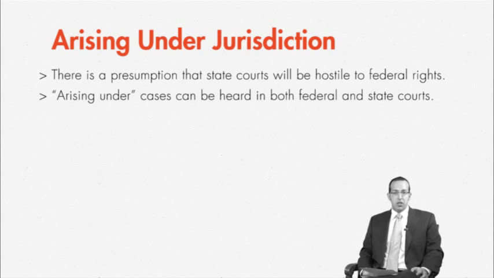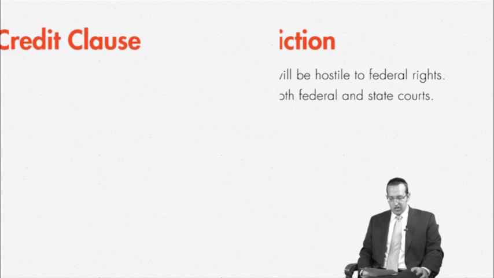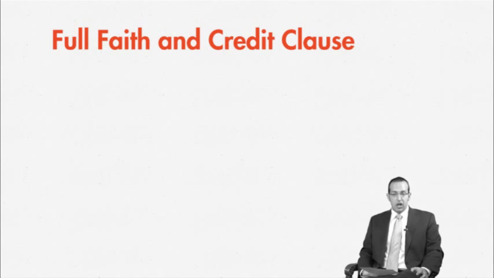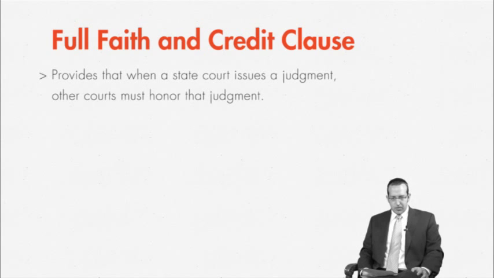There is one noteworthy but relatively minor exception to the general rule that claims involving federal law can go to federal court: full faith and credit clause cases. As a reminder, the full faith and credit clause says that when a state court issues a judgment, other courts have to enforce it and honor it. Even though the full faith and credit clause is part of the federal Constitution, you cannot use it independently to create federal jurisdiction.